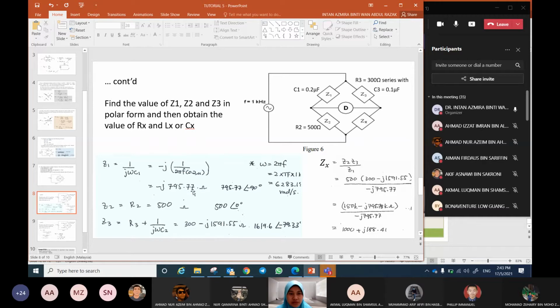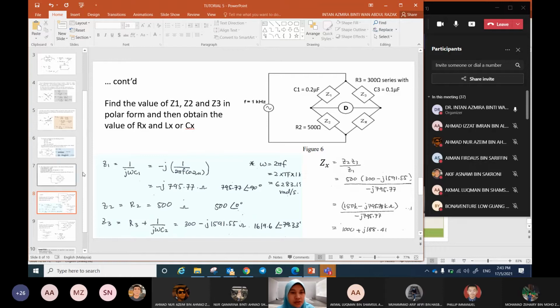Okay, so 0.77 something. So this is polar form. Okay, find the value of Z1, Z2, Z3 in polar form. So this is Z1, this is imaginary term, convert it to polar form.